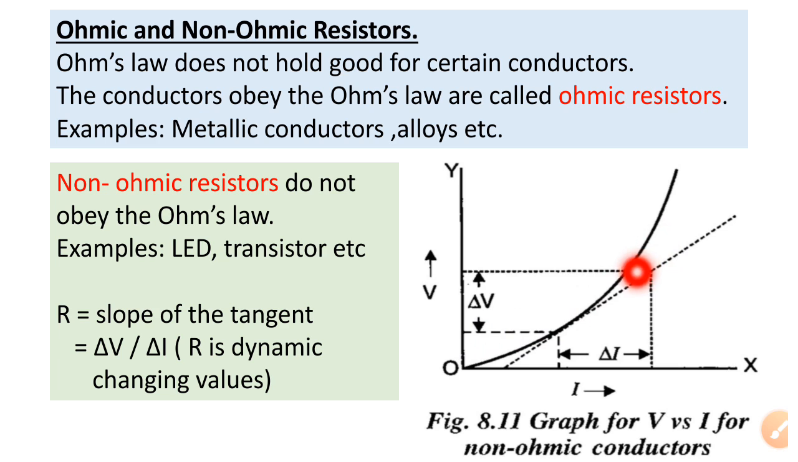And if we want to get the resistance, then for a particular point we will draw the tangent, and the slope of this tangent will give us the resistance. So here the resistance is dynamic, the resistance changes at different points. That means for a particular value of V and I, the resistance will not remain constant. It will vary. So the resistance is dynamic here for non-ohmic resistors. So this is done for ohmic and non-ohmic resistors.